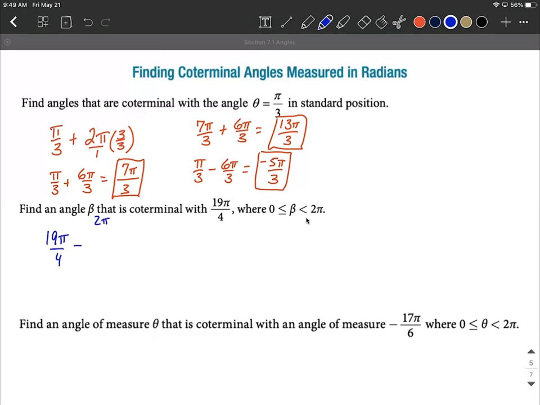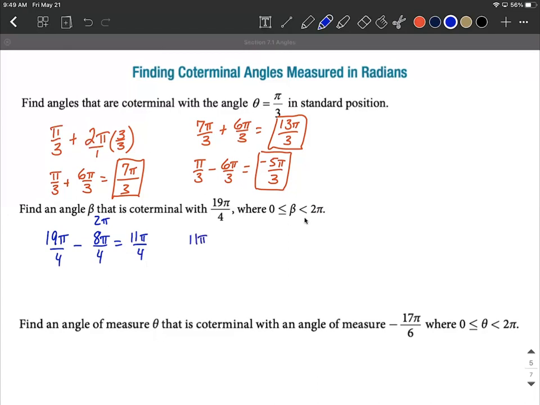So I want to subtract 2 pi, but I'm going to strategically write this. So we have 4 as our denominator, and I'm thinking to myself, 8 divided by 4 makes 2. So I'm going to use 8 pi over 4 is equivalent to subtracting 2 pi away. As I subtract that, that's going to be 11 pi over 4. Now that's still a little bit too big. That is a coterminal angle, but it doesn't fit in this correct range. So let's do it one more time.